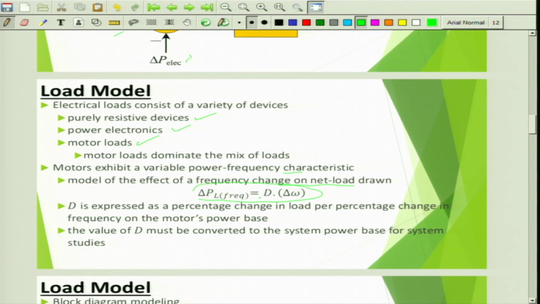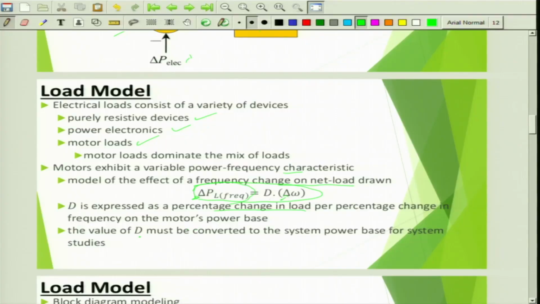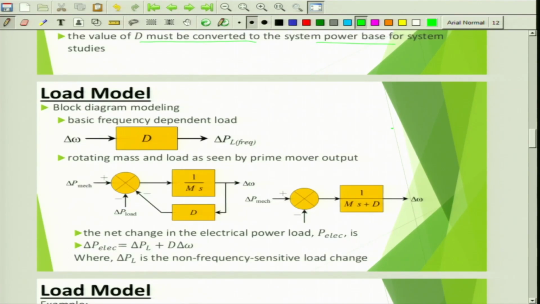So delta PL frequency is equal to D into delta omega, right? D is expressed as a percentage change in load per percentage change in frequency. So percentage change in load means actually delta PL here, with respect to percentage change in frequency, right? Due to some reason, if there is a change in frequency, because of that there will be a change in power output from these loads. So that value of D must be converted to the system power base for system level studies. So basic frequency dependent load, delta omega into D is delta PL.